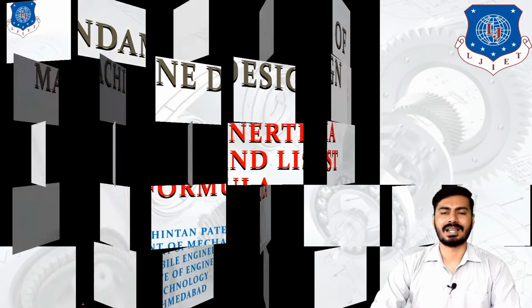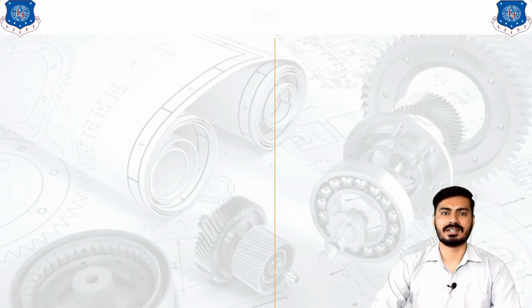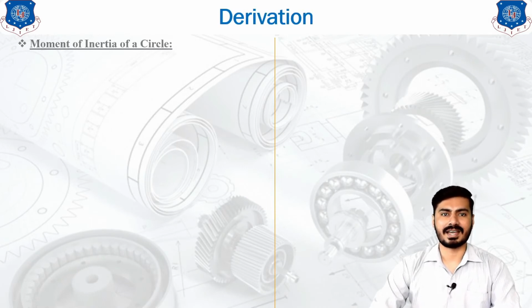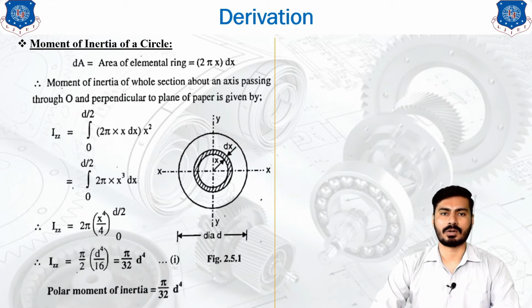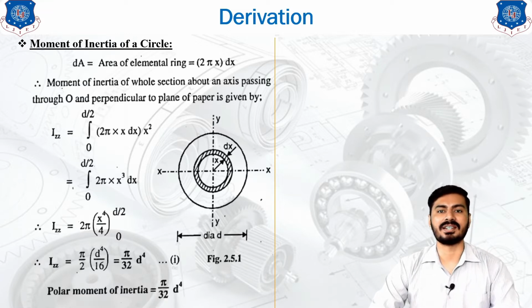deeply. Okay, so let's get started with the first derivation, and that is the derivation of the moment of inertia of a circle. So we will see this circle as a basic component, and as you can see, the diagram indicates that the circle has the diameter d. The centroid or the center of gravity of the circle is at the center point, and the x-x and y-y axes are the centroidal axes of the circle. So our first step is to find out the area of that circle.